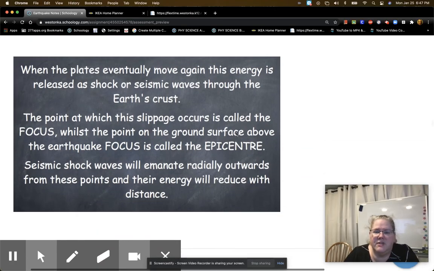So when the plates eventually move again, this energy is released as shock or seismic waves through the Earth's crust. And the point at which the slippage occurs, again, is called the focus, whilst the point above ground is called the epicenter. Seismic waves, shock waves, will emanate rapidly outward from these points, and their energy will reduce with distance.